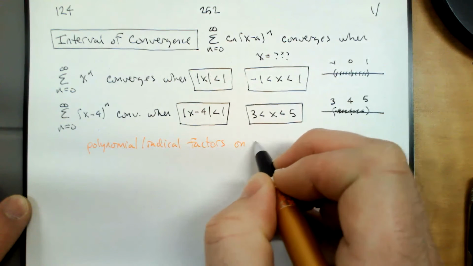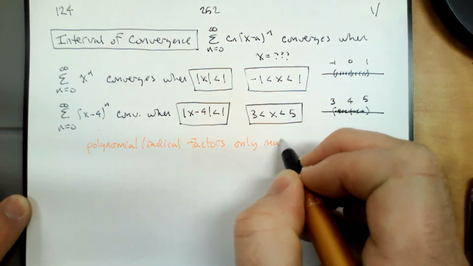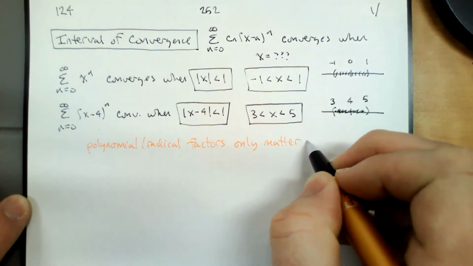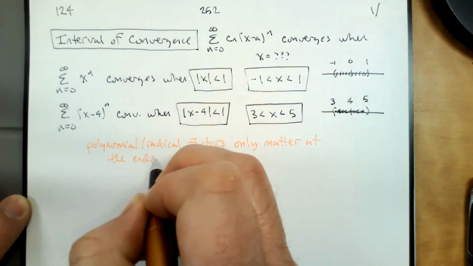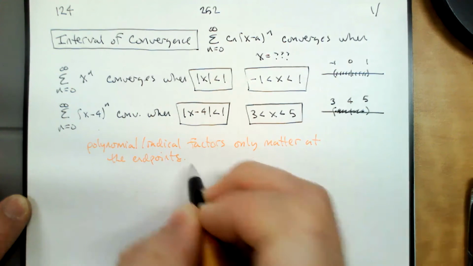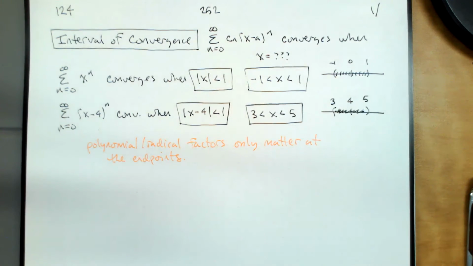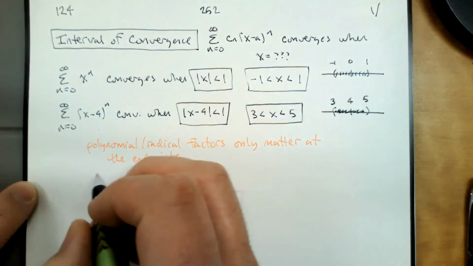The polynomial or radical factors only matter at the endpoints. The exponential factors will contribute to a finite radius of convergence.